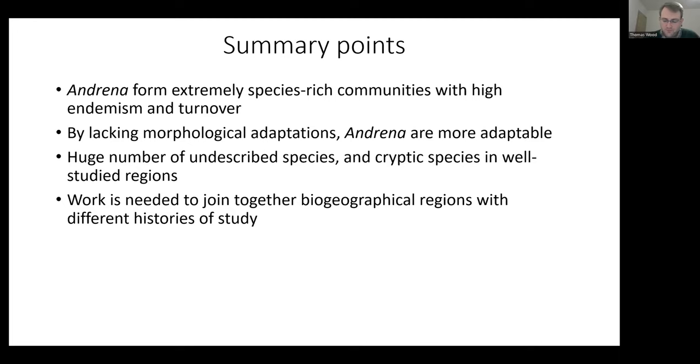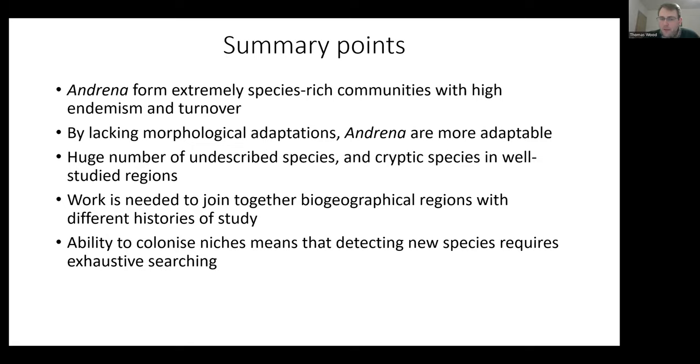And as Andrena colonize niches with great rapidity, exhaustive searching is needed. As a rule of thumb, I always say if there's a plant which you don't expect there to be bees on, it's always worth checking because Andrena will continue to surprise.